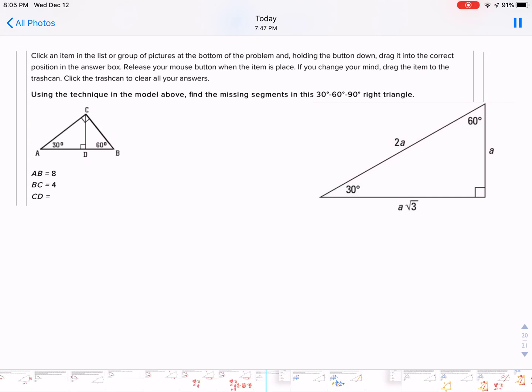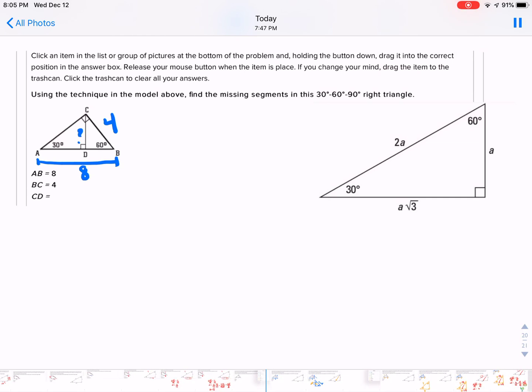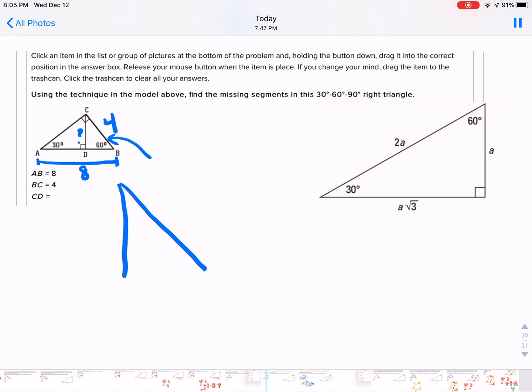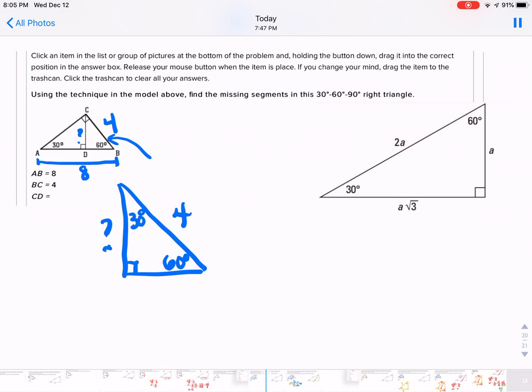So I have kind of two triangles here. AB, which is this whole side, is 8. BC is 4. And they want me to find this piece. So there's really a couple different pieces that we can do with this. First of all, if I look at just the small triangle here, that small triangle has a 60-degree angle here, which means this one would be 30. This side is 4, and this is the side they want me to find.